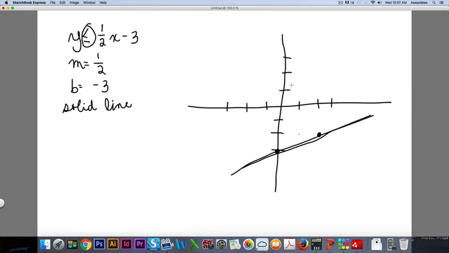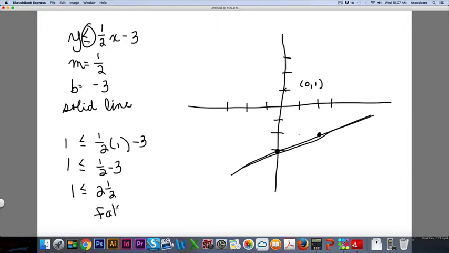Now I pick a point that's not on the line. I think I'll pick this point right here. That point is 0, 1, and let's see what happens. The y is 1, and I'm asking, is y less than or equal to 1/2 times 0 minus 3? Is 1 less than or equal to negative 3? Again, that's false, so I would shade this other side.